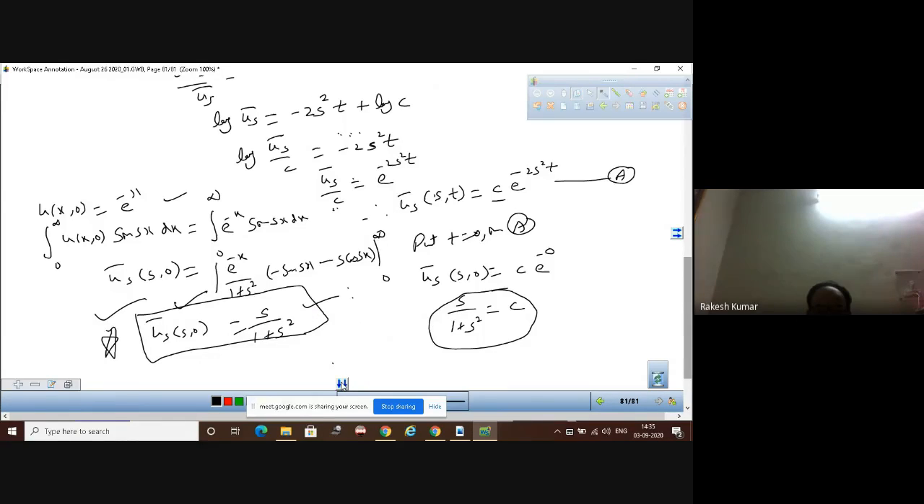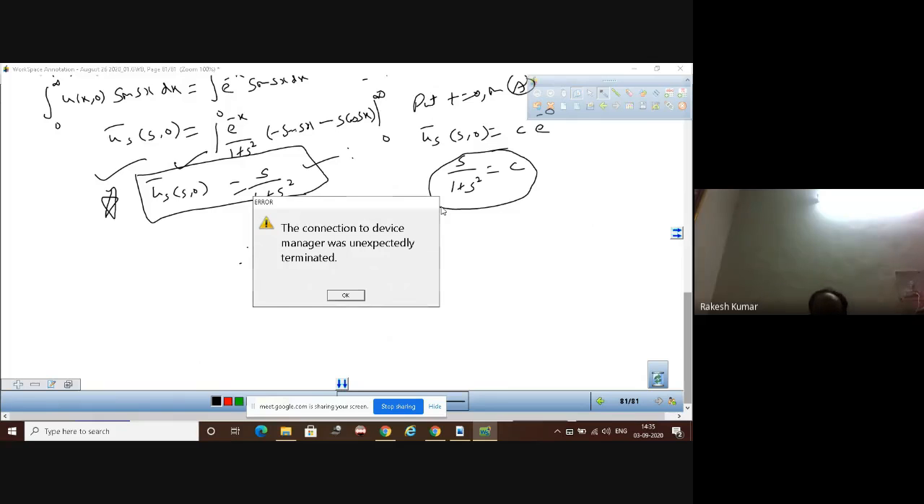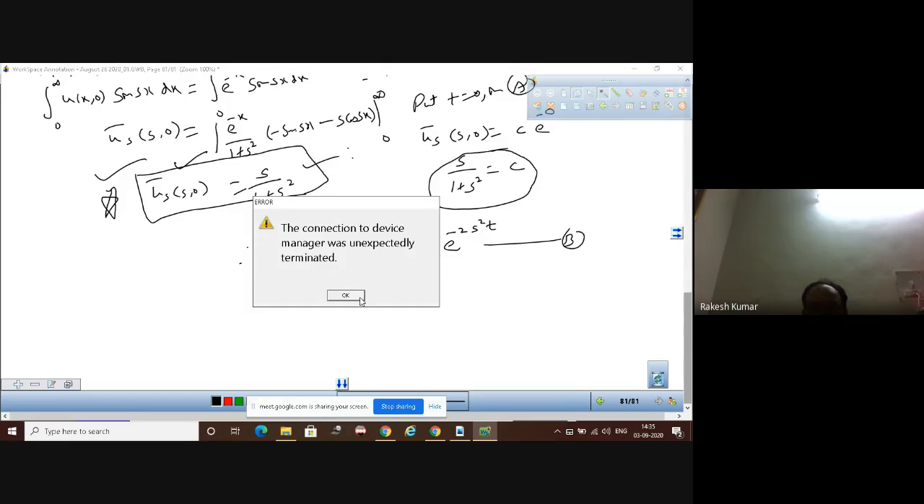Now, finally, we shall take an inverse formula. But before this, let us use this value of c, and you can write down the required expression. The expression is u_s bar, a function of s and t, equals s over 1 plus s square into e raised to power minus 2 s square t. This is not the solution yet; this is the Fourier sine transform after substituting the value of the constant.